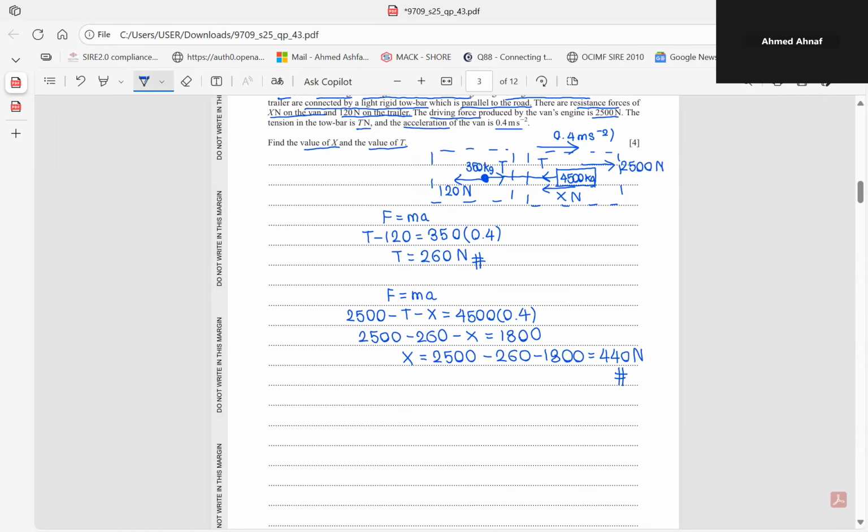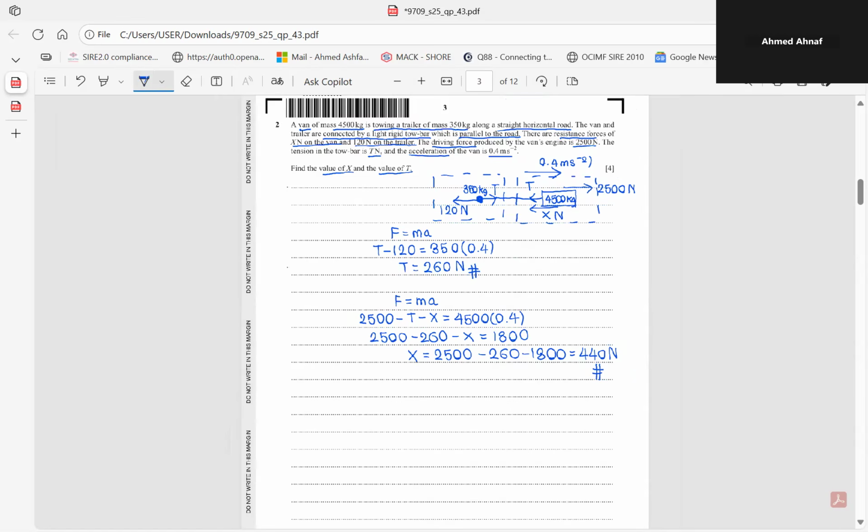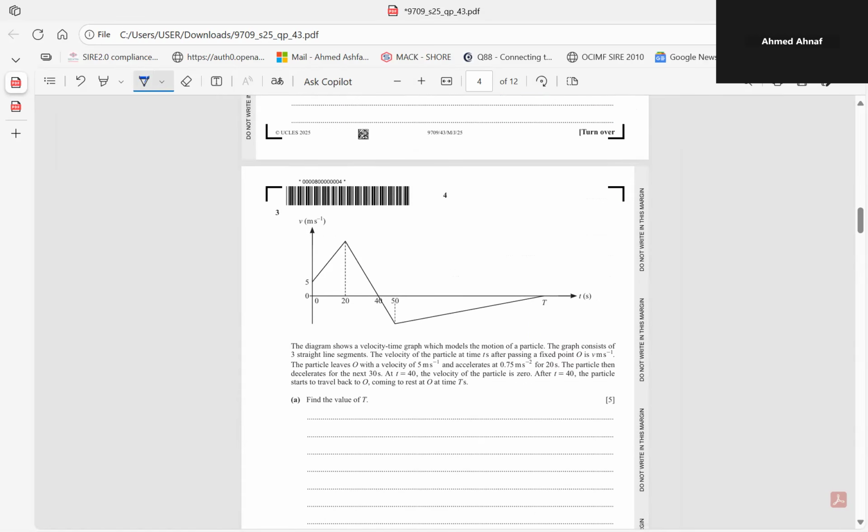And there is an alternative method to find X without taking into consideration the tension. You can just consider the whole system as one system, then ignore the tension and solve for the other forces. So with that, let's head on to the next question.